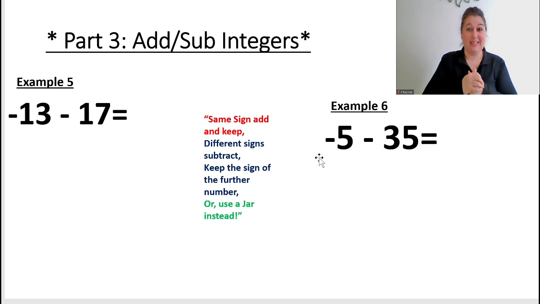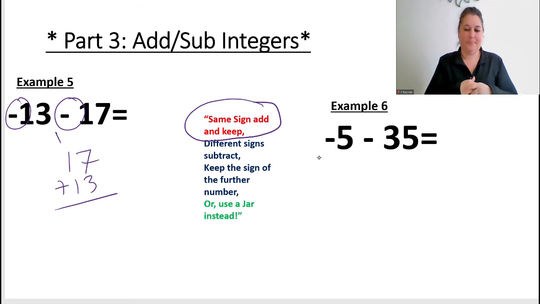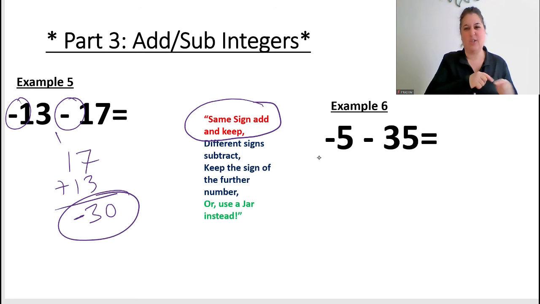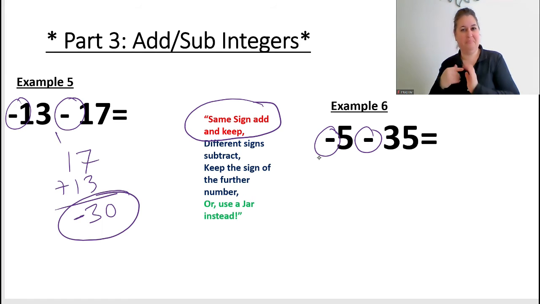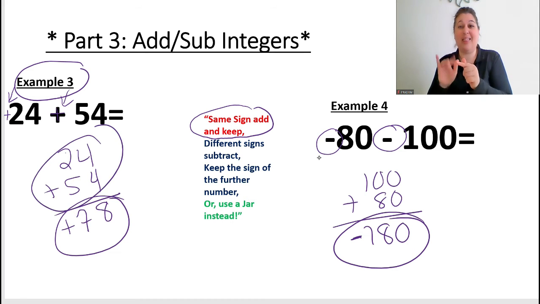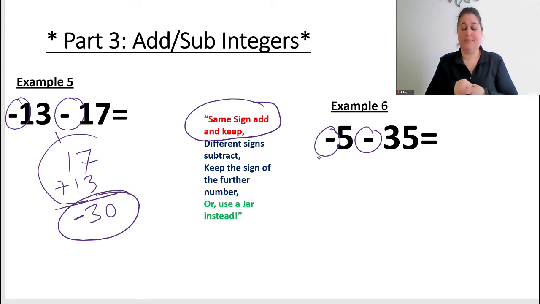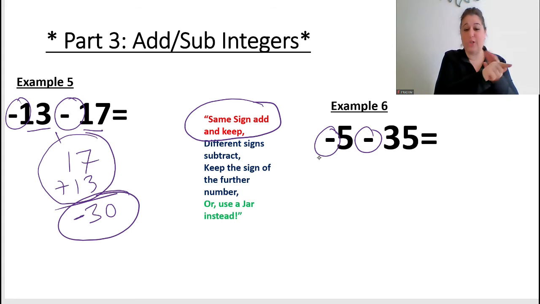All right, welcome back. Keep same sign, add, and keep. They're the same sign, so I'm going to do 17 plus 13. I get 30, so I get negative 30 as my answer. Example 6, same signs. They're both negative. That means they're the same sign. If they're both positive, like on example 3, then it's the same thing. Add the numbers, which is what we did, and keep the signs that were the same. So for here, add the numbers, 17 plus 13, just the numbers, and then keep the sign that was there, which was negative.